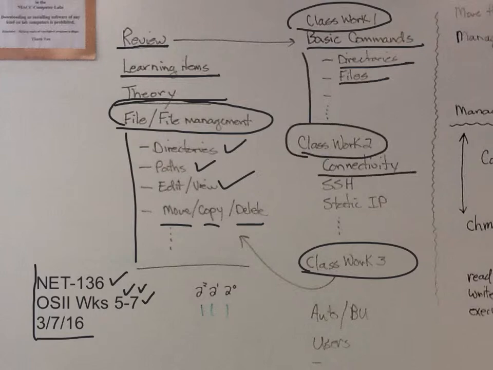Classwork 2 was connectivity, SSH. You should be able to put in a static IP. And then eventually we'll talk about backups and adding users.